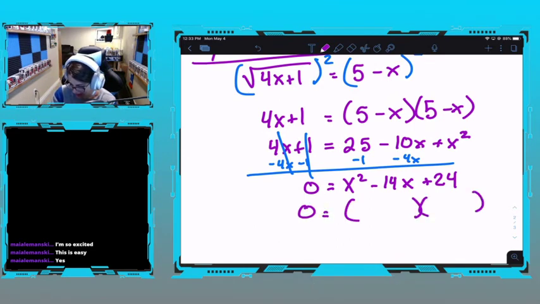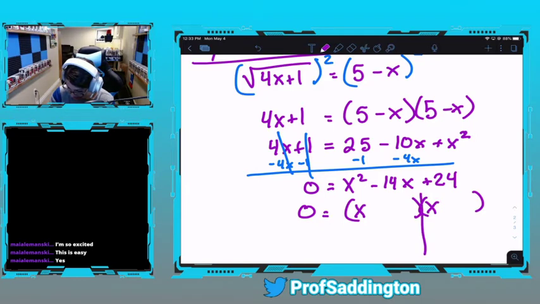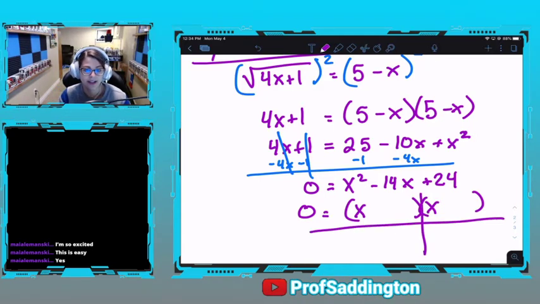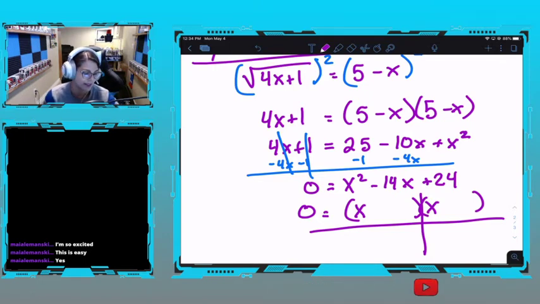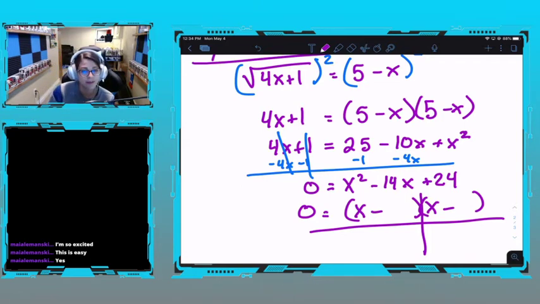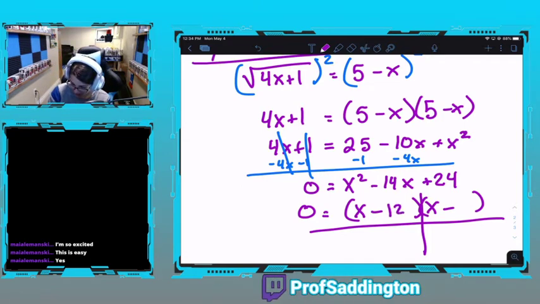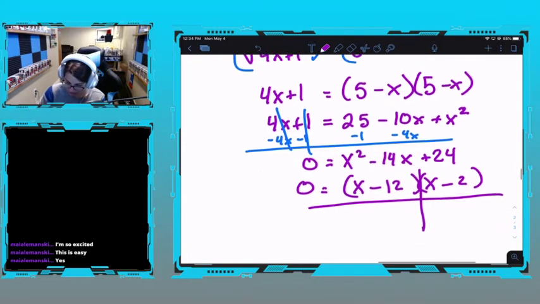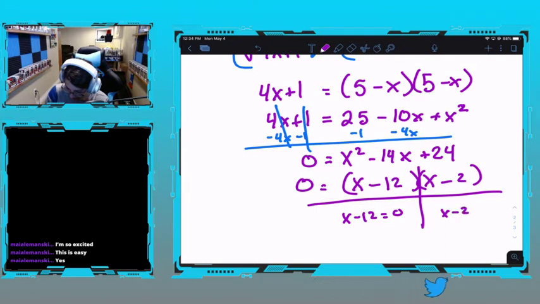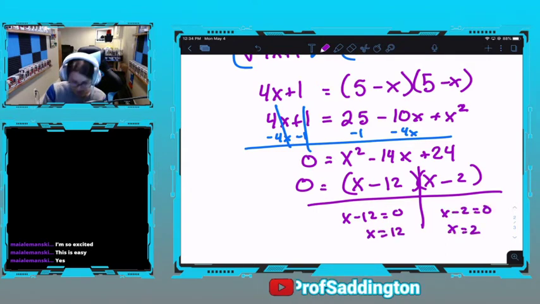Then I can do a double bubble. And we're multiplying to get a positive, but combining to get a negative. So both those signs are going to be minus. And then I got to think what multiplies to give me 24, but will combine to give me 14. Well, that's going to be a 12 and a 2. So x minus 12 equals 0. x minus 2 equals 0. So x could be 12, or it could be 2.